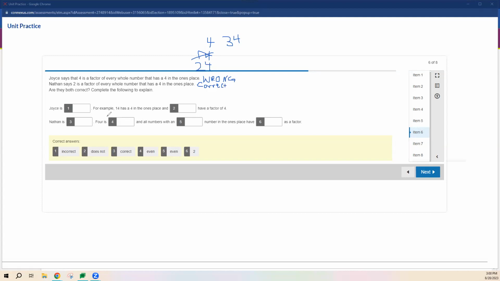Okay, so let's see here. Joyce is incorrect. Now it says, for example, 14 has a 4 in the ones place and does not have a factor of 4. That's what we figured out, right? Nathan is correct. We just said Nathan is correct. 4 is even, and all numbers with an even number in the ones place have 2 as a factor.